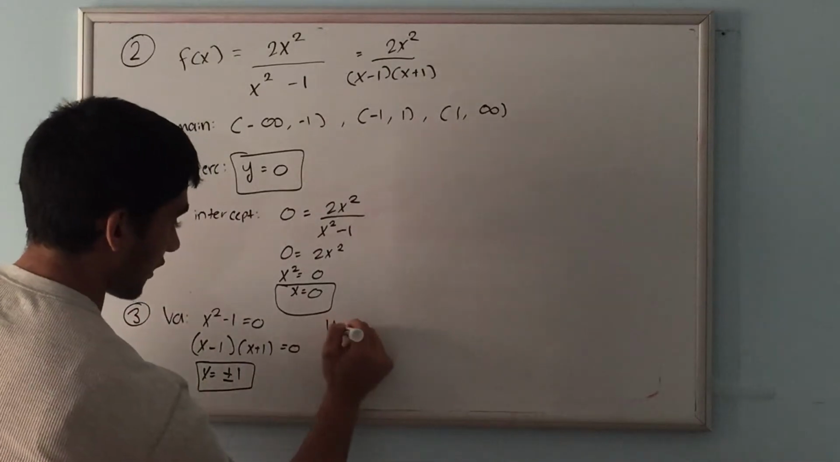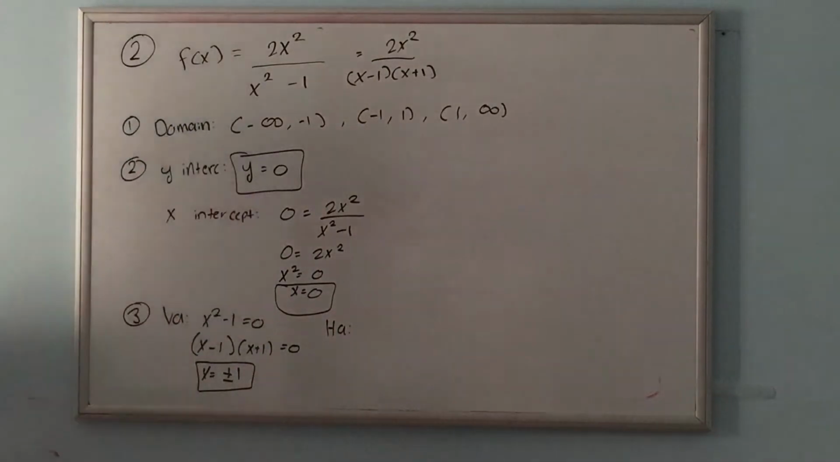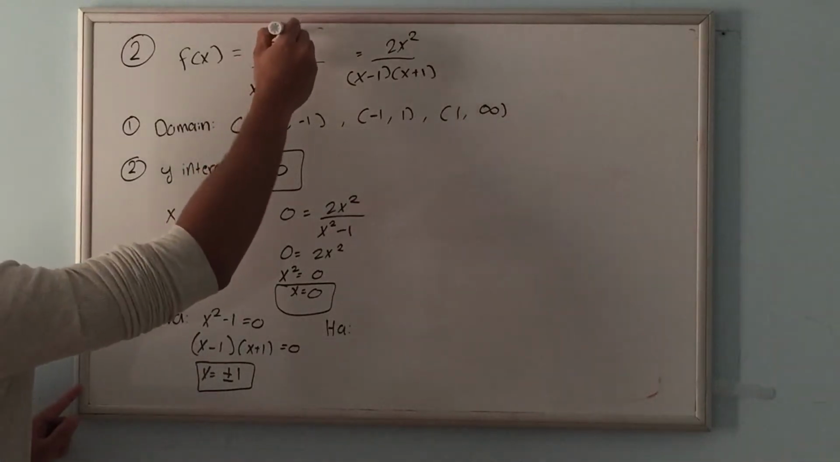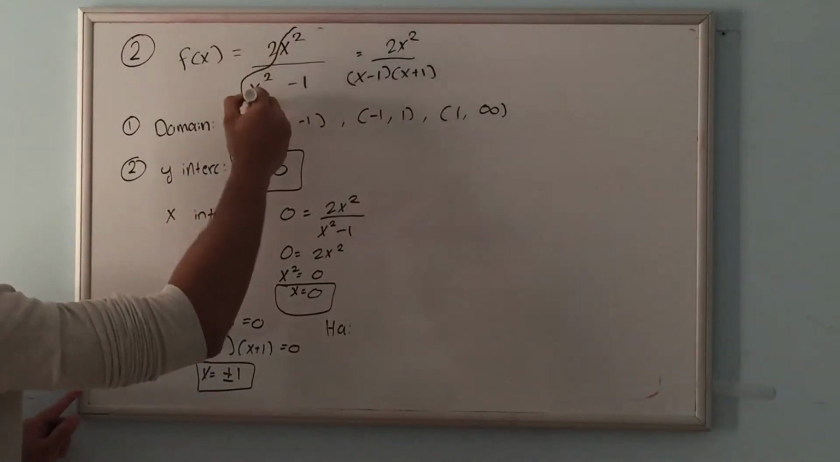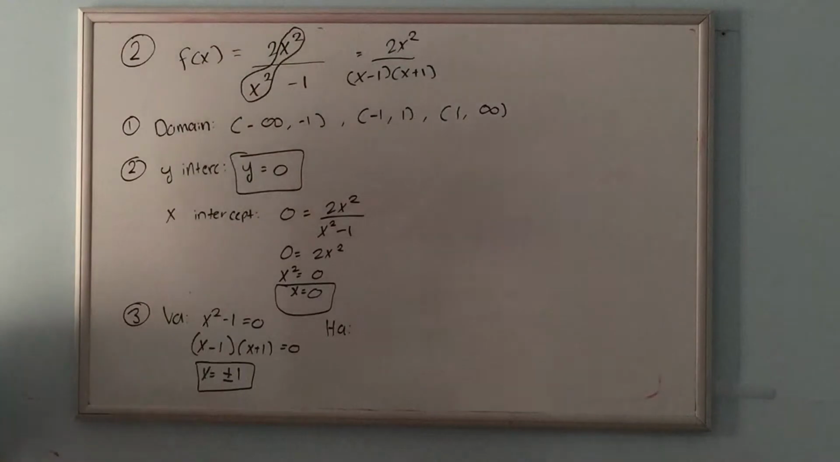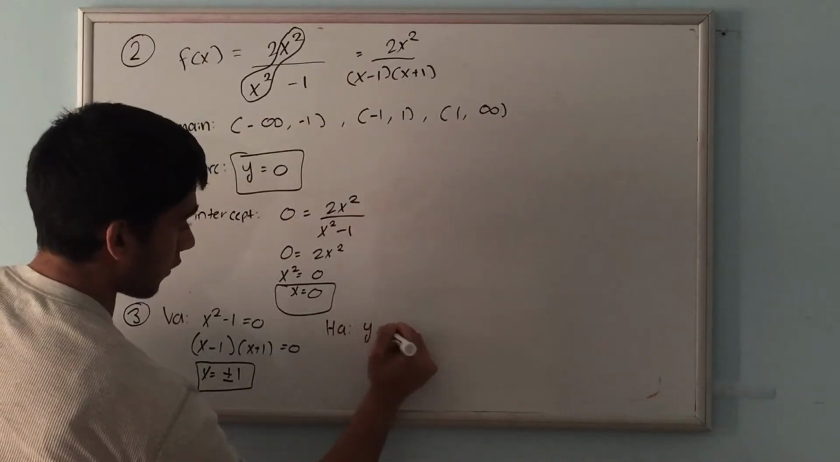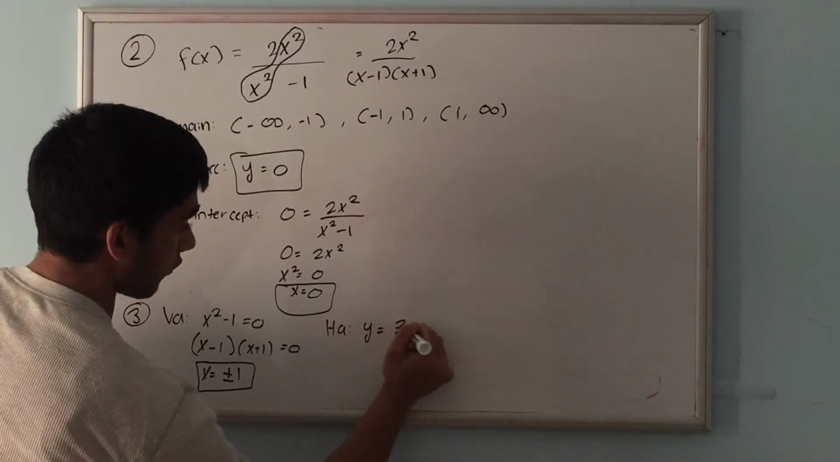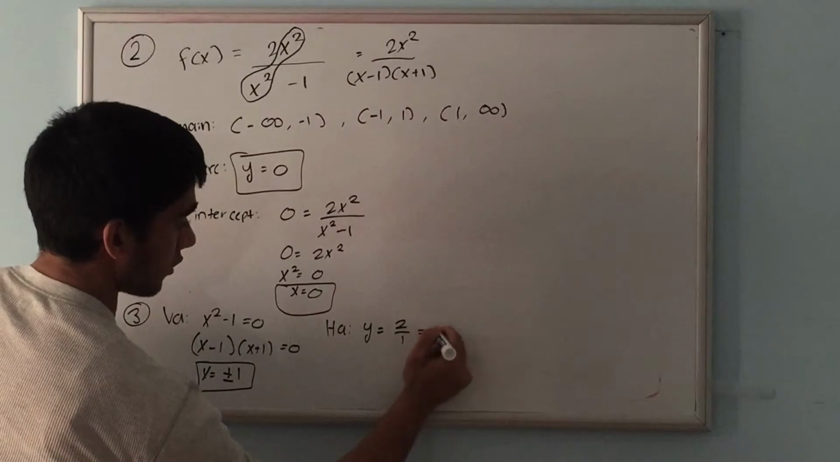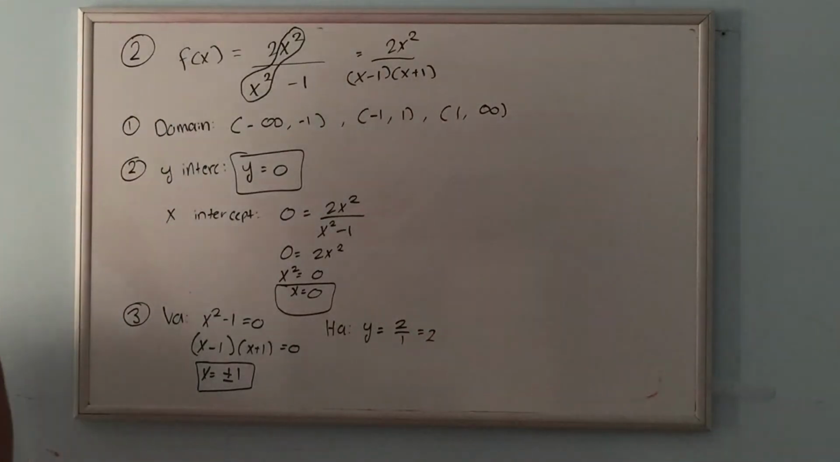Our horizontal asymptote: if we look, notice that the highest powered variable in the numerator is x squared, and the highest powered variable in the denominator is also x squared. Since they're equal, all we have to do is find the ratio between the coefficients. Notice that the top x squared has a 2 in front of it, and the bottom x squared has a 1 in front of it. So the horizontal asymptote is y equals 2 over 1, or y equals 2.